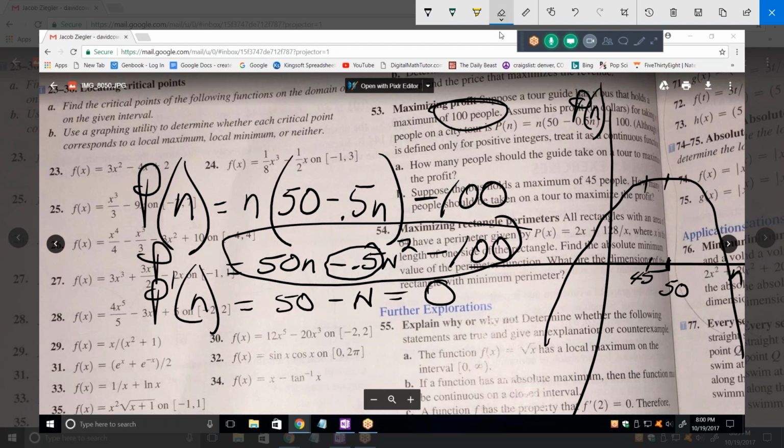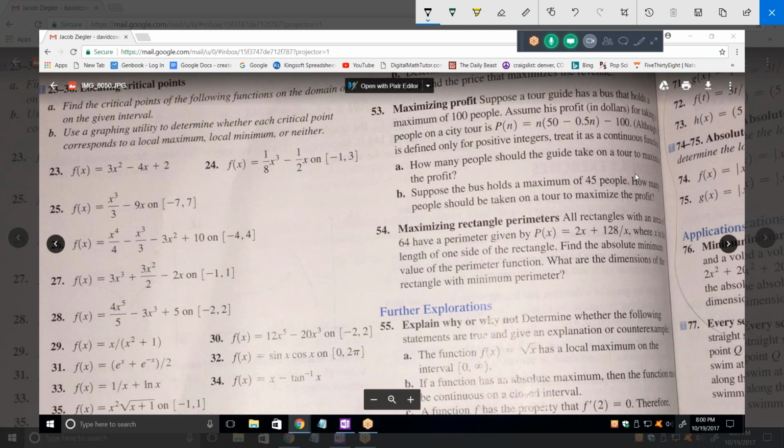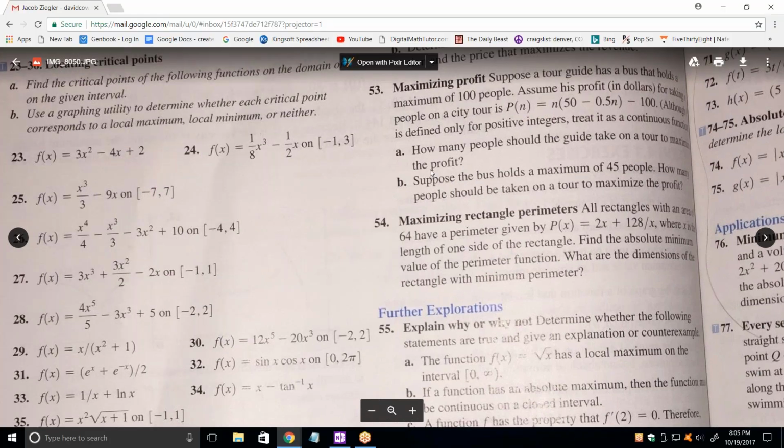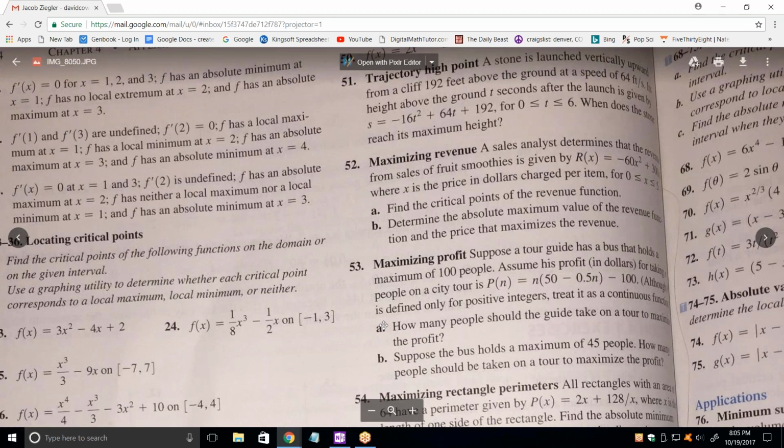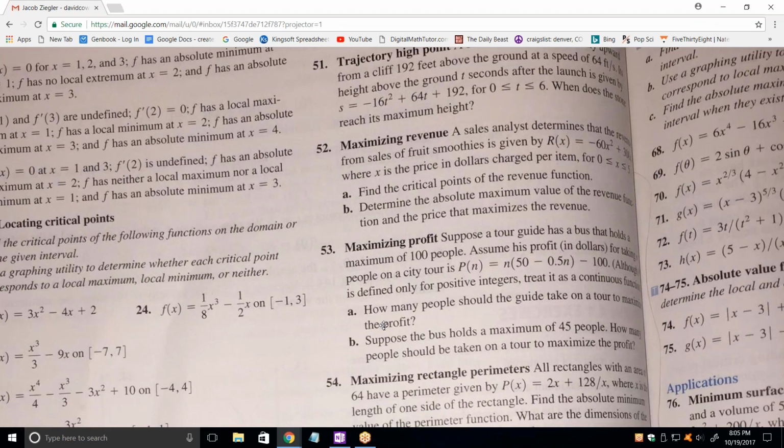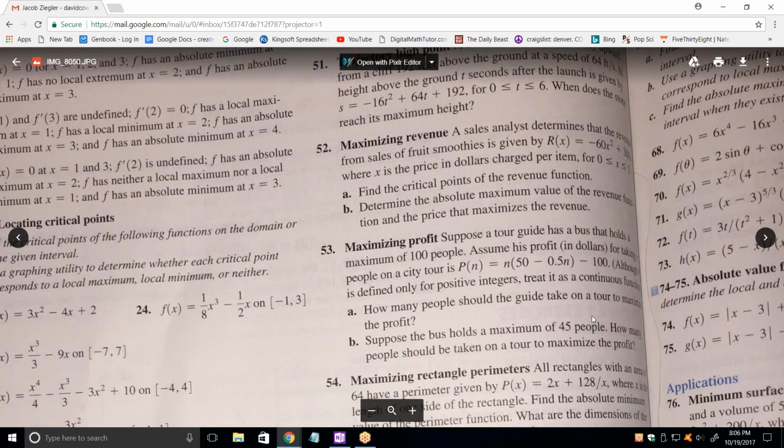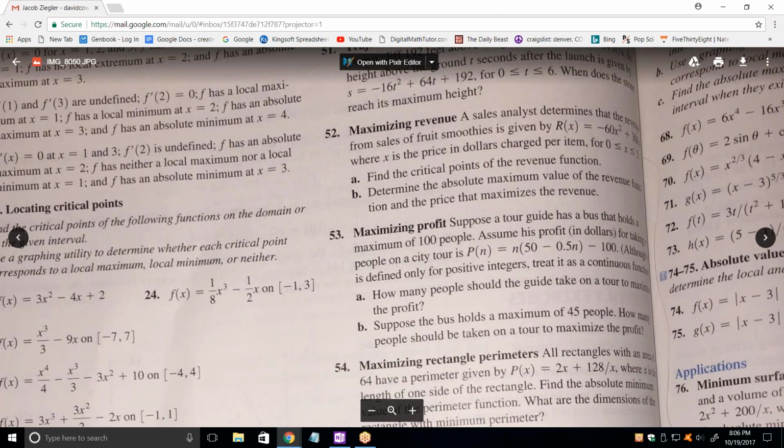All right. Let's see if they got any other interesting problems here that we can do in a few minutes. Pull that down just a little bit. Maximizing revenue. Yeah, let's do one of these. Revenue. Do it pretty quick here.